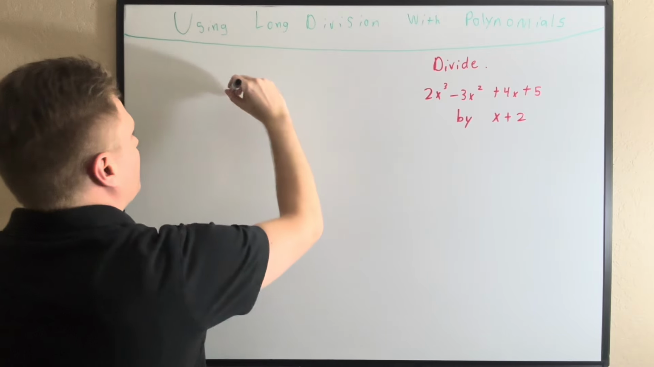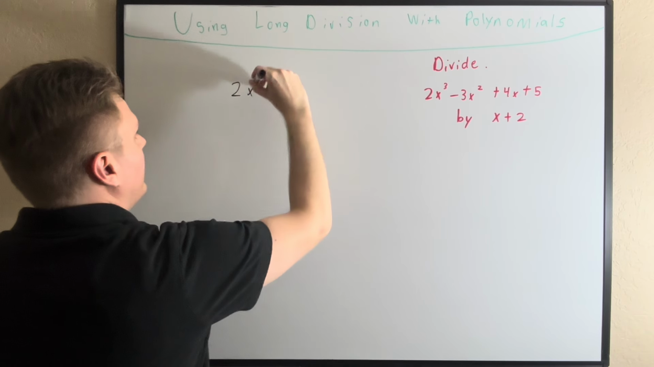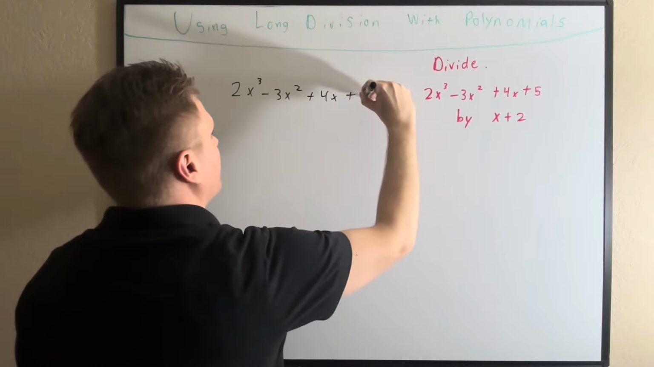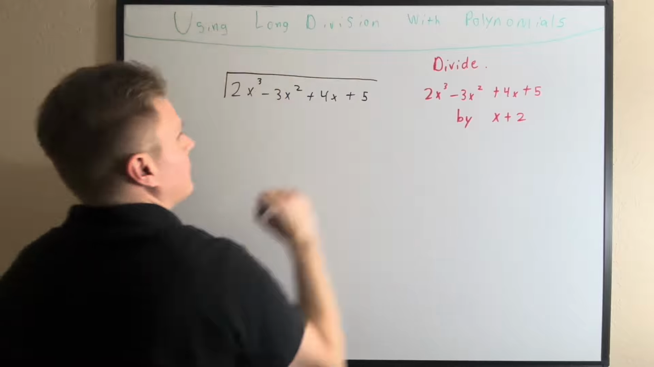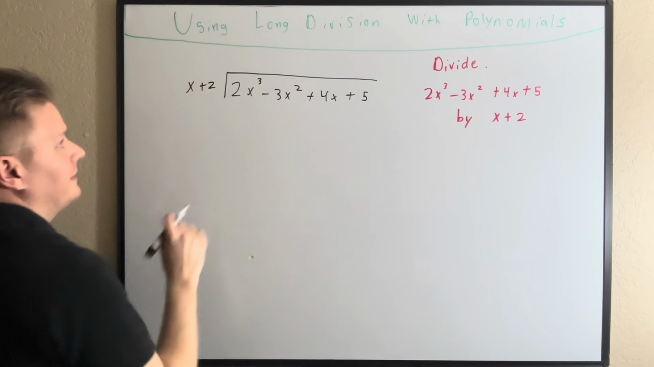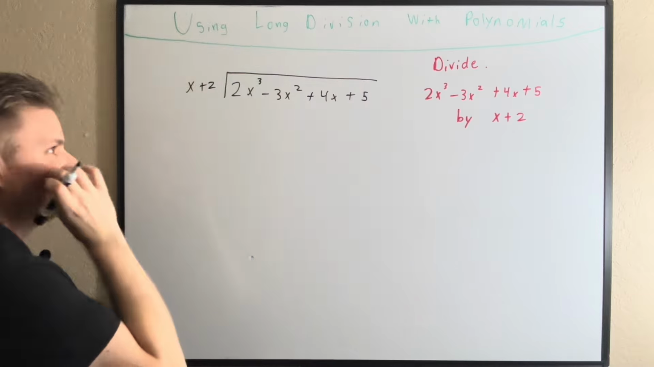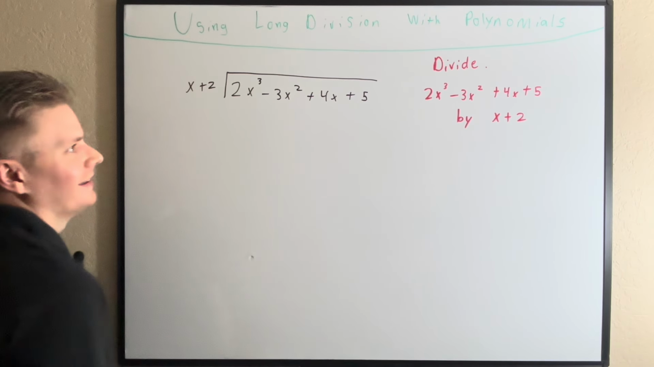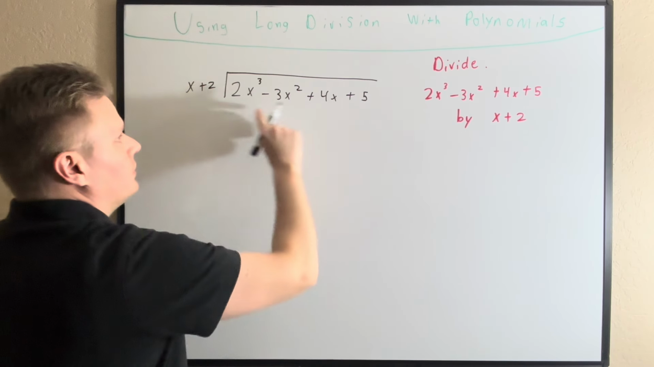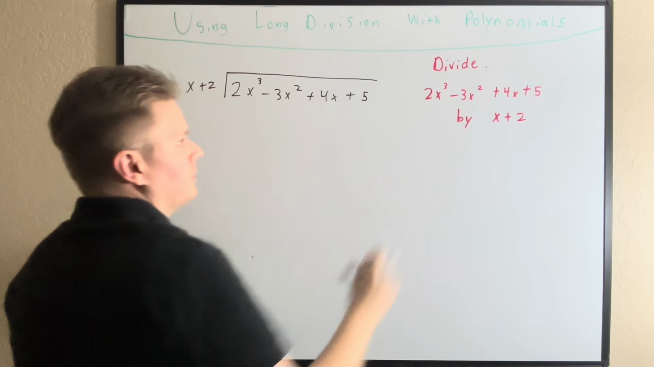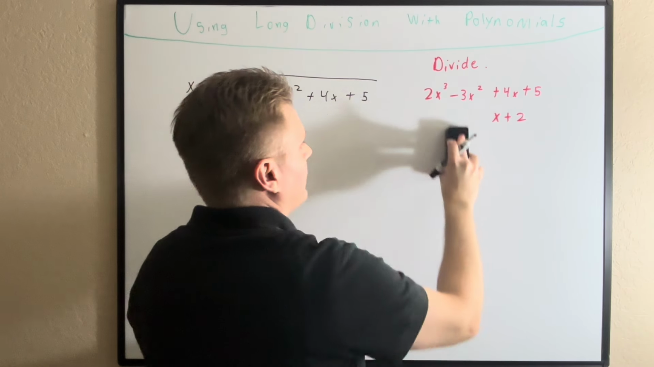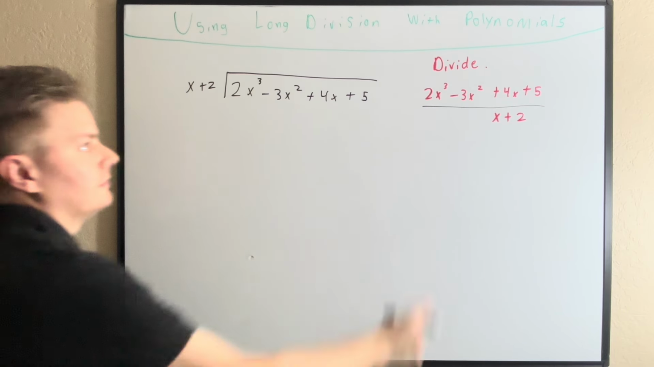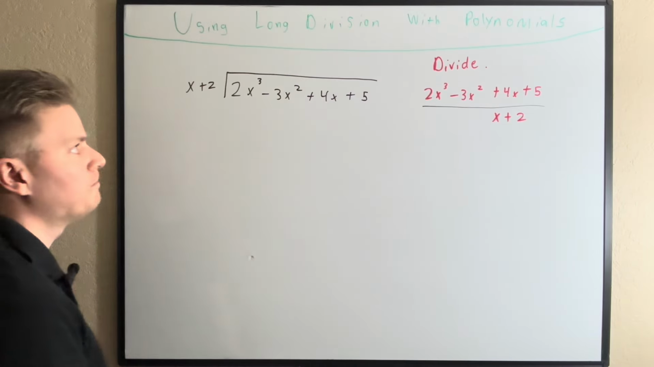So let's demonstrate that. So we take 2x cubed minus 3x squared plus 4x plus 5 divided by x plus 2. Now I said divided by just so that's something I use to help me remember where that symbol goes. It's always going over the numerator, right? Because this is a fraction. You could write this as a fraction. You could erase the by there and just put that, and you're dividing this polynomial by that polynomial, right?